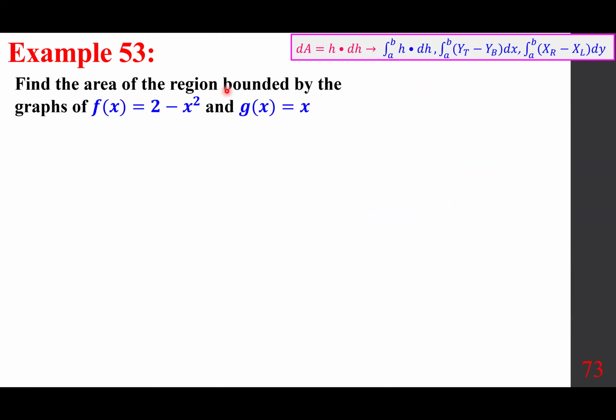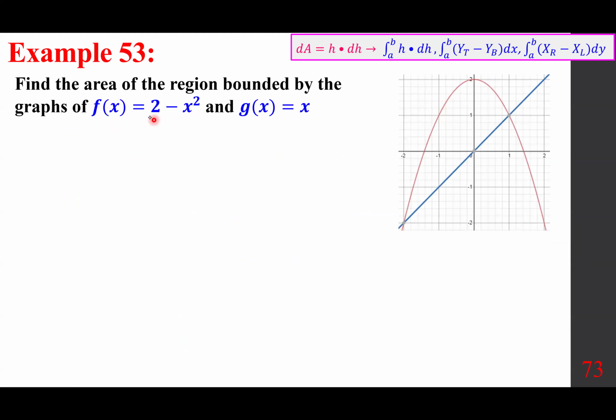Find the area of the region bounded by the graphs of f of x equals 2 minus x squared and g of x equals x. First of all, g of x equals x is a line through the origin, right? This one, x squared opens up, minus x squared opens down, and it goes up by 2 units. So we have no problem with the graph. That's the first thing I want everybody to notice. So we have the graph.